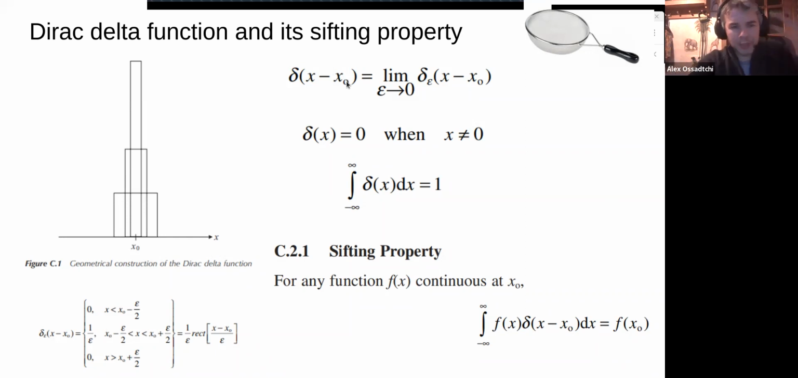In order to understand what it is, it's basically a limit of this kind of thing, your rectangular function, where the area of the rectangle remains the same and is always equal to 1. But the width of this rectangle decreases, and so in the limit when you send the width to 0, the height goes to infinity, but because the width is close to 0 and the height is close to infinity, the area is still 1. That's the shifting property of your delta function.